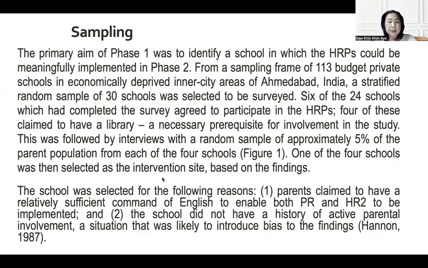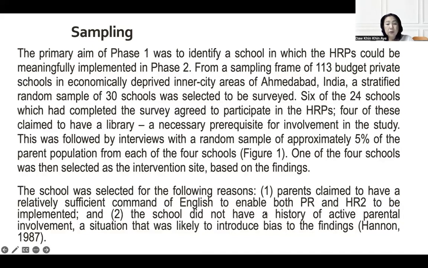Now here, that is the example of sampling. You can have a look at it, right? If you look at it here, the primary aim of phase one was to identify a school in which ARPS could be meaningfully implemented in phase two, from a sampling frame of 113 budget private schools in economically deprived inner city areas. Okay, as a stratified random sample. This is the sample, right? How they chose it: 30 schools were selected to be surveyed. 6 of the 24 schools which had completed the survey agreed to participate in the HBR.